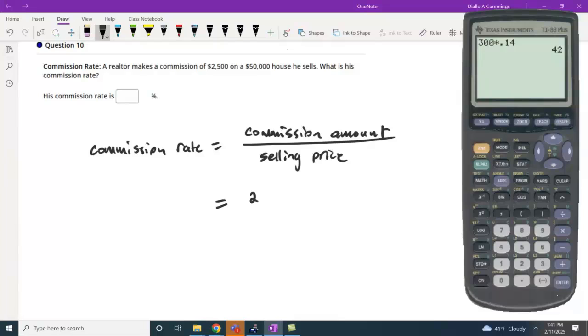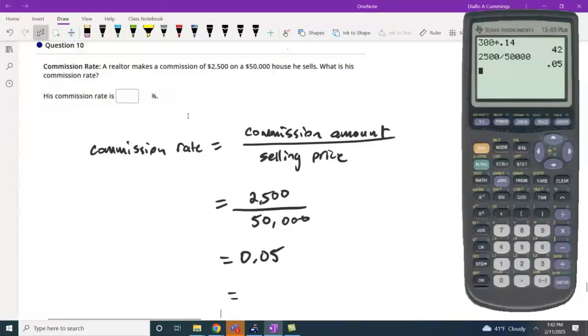So it reads that his commission amount was $2,500. He sold the house for $50,000. So I'm going to divide 2,500 by 50,000. We get 0.05. But it wants us to answer in the form of a percent. So I'm going to move that decimal 2 places to the right, add my percent symbol. So his commission rate was 5%.